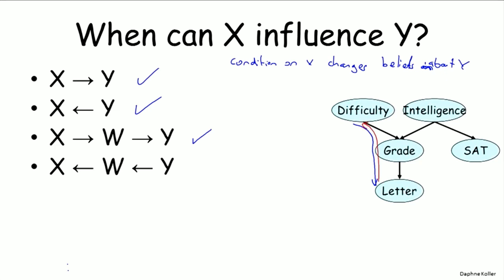This is exactly the same idea, except that we're going evidential. And as we'll see, in general, probabilistic influence is symmetrical. That is, if x can influence y, y can influence x. And so here also we have probabilistic influence.